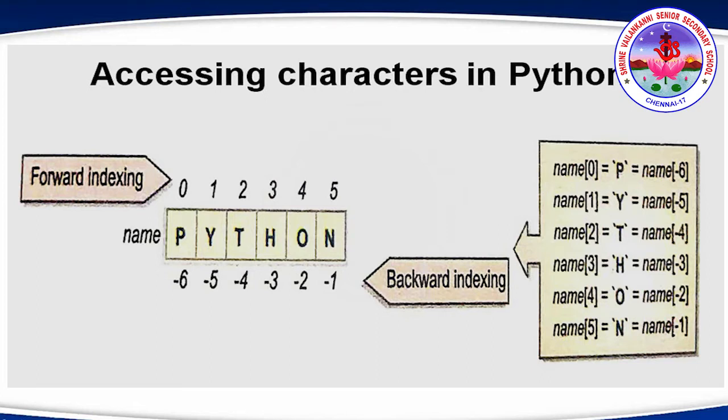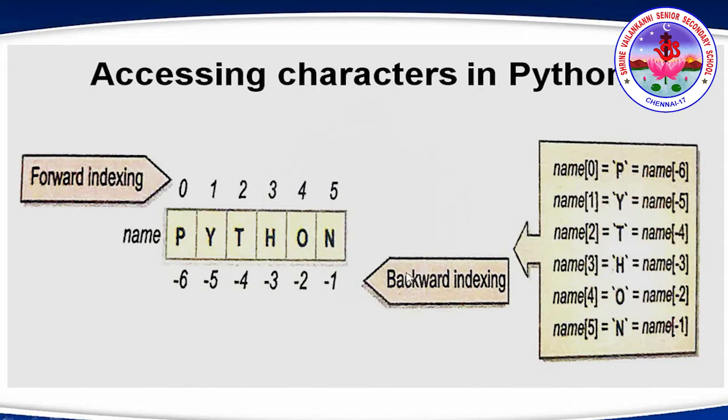So now let's see how it is identified. Here name is the variable name. Name is a variable and it holds the value Python, which is a string. So name of 0 is P, name of 1 is Y, name of 2 is T, name of 3 is H, name of 4 is O, name of 5 is N. So this is how the forward indexing works. It starts from the left and moves towards the right.